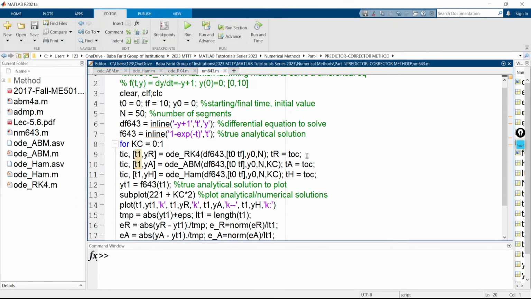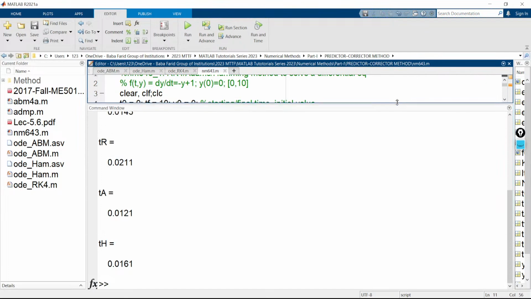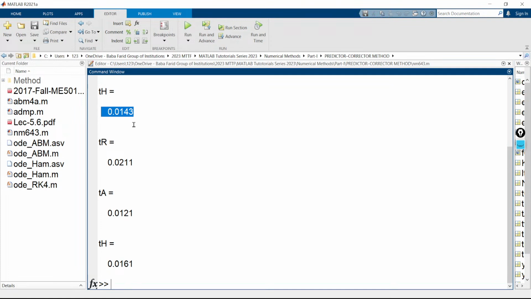And if you want to check the time, remove the semicolon from this place. The time for each method has been calculated here. For Hamming we have 0.0143, for Runge-Kutta we have 0.0211, for Adams-Bashforth we have 0.0121, and for Hamming we have 0.0161. So the least time is taken by this method.